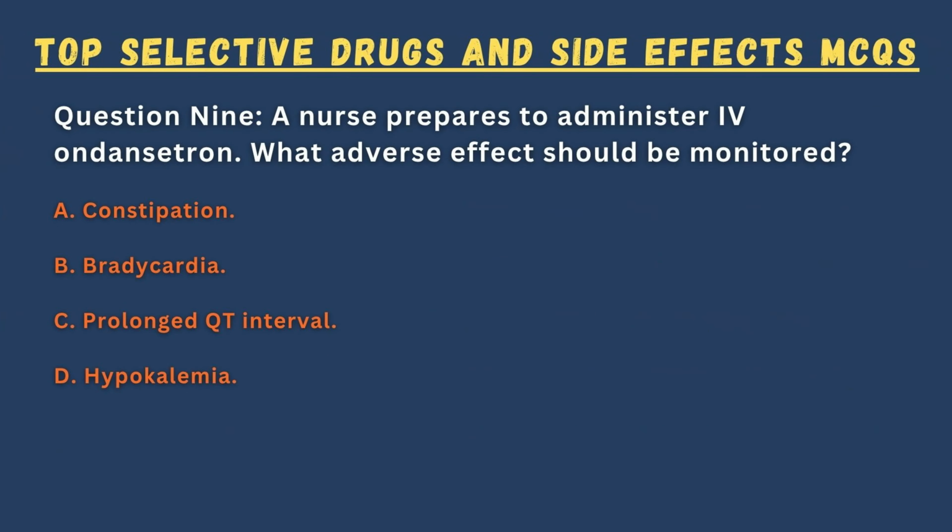Question 9. A nurse prepares to administer ondansetron. What adverse effect should be monitored? A. Constipation. B. Bradycardia. C. Prolonged QT interval. D. Hypokalemia. Answer. C. Prolonged QT interval.